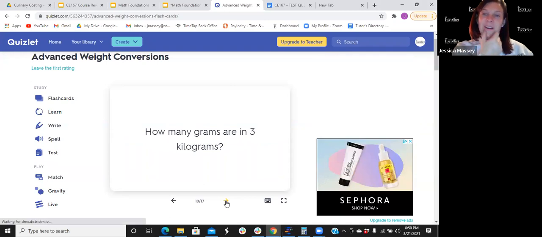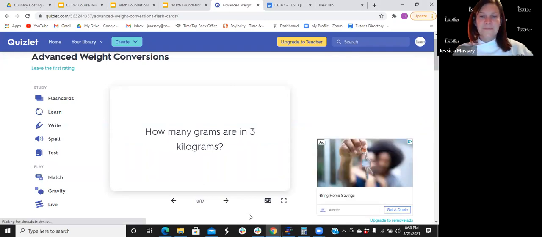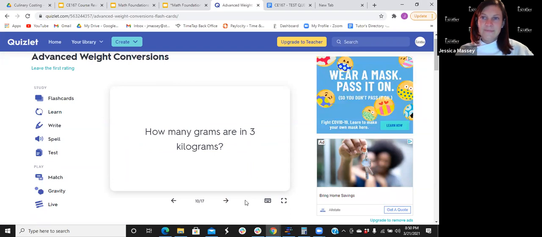How many grams are in 3 kilograms? So you'd need to know how many grams are in 1 kilogram.